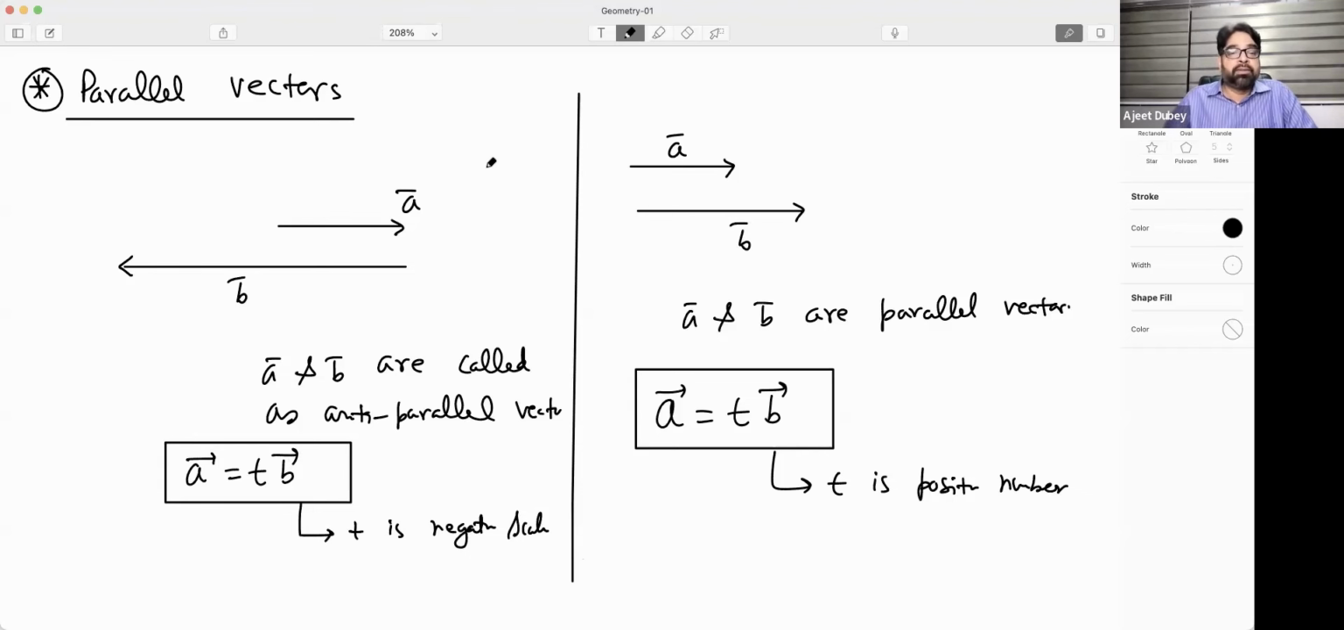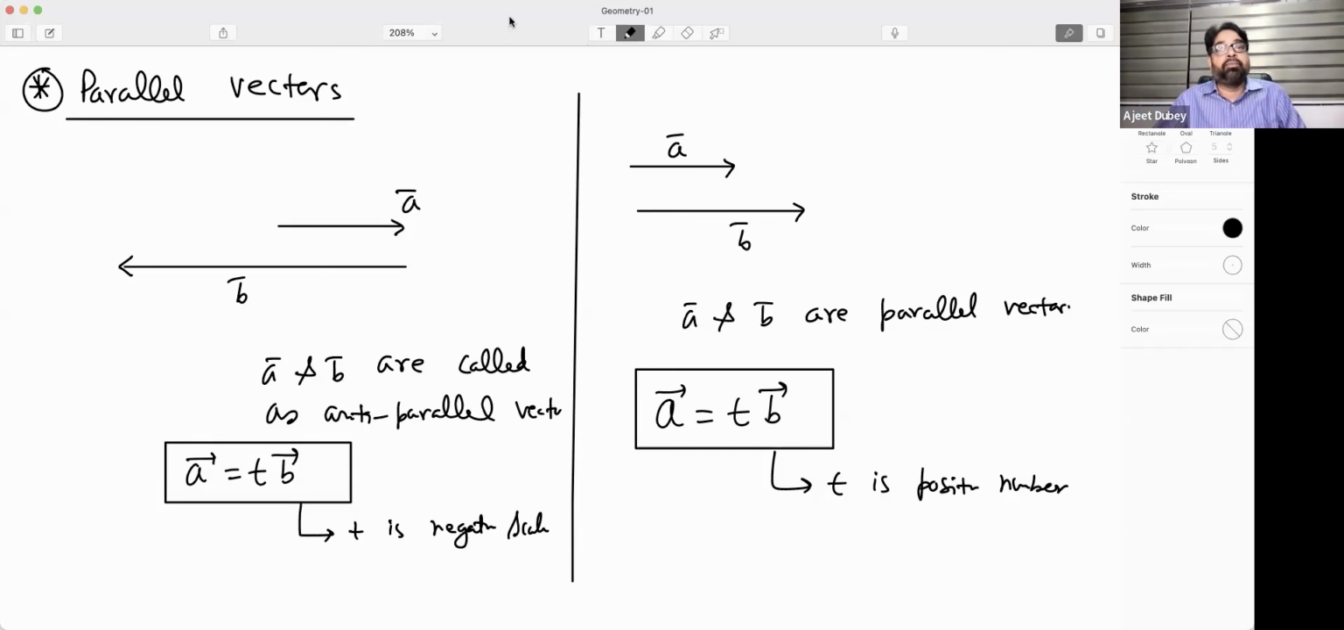Sir, can it be 0? No, it cannot be 0. Otherwise, A vector will become a null vector. Null vector, you don't have to study. It has a meaning, but forget about that. So A vector equals T times B vector. If T is positive, whenever one vector equals some positive number times the other vector, they are parallel vectors. If one vector equals some negative number times the other vector, that is an anti-parallel vector.